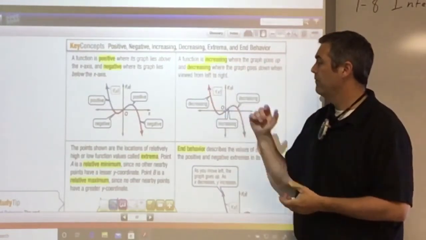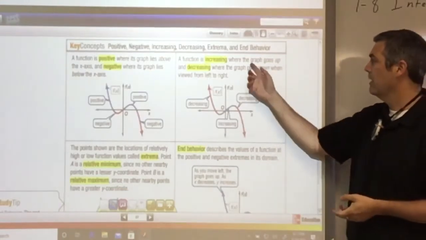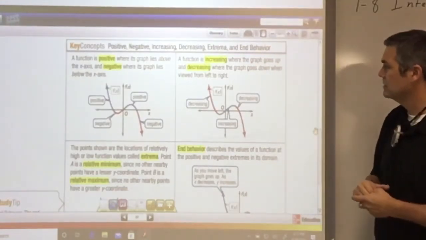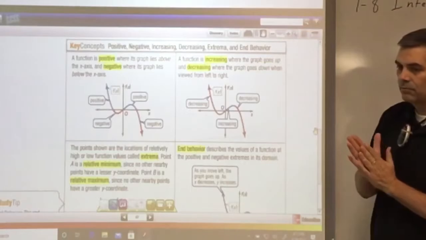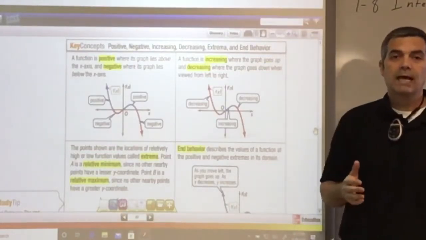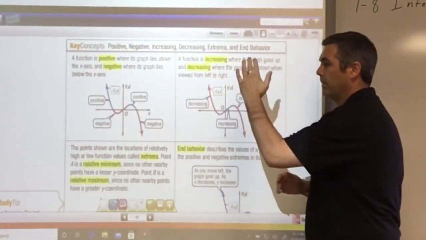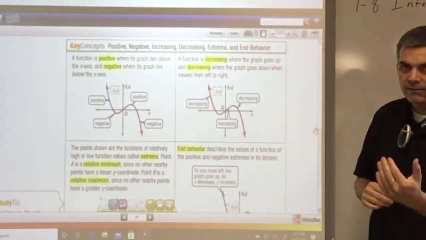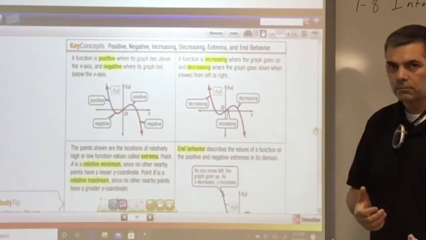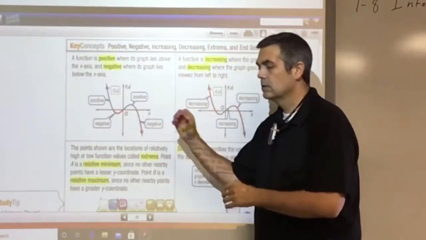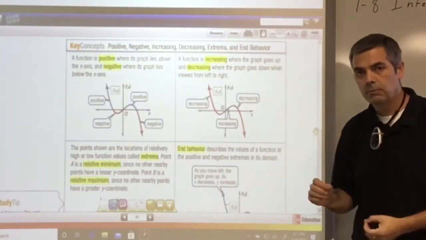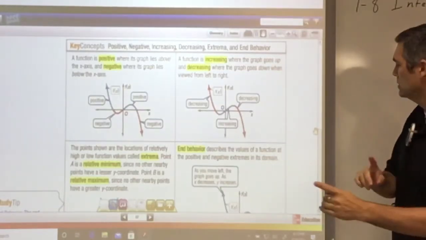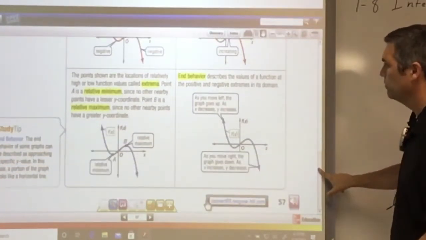And then you come over here. A function is increasing where the graph goes up and decreasing where the graph goes down when viewed from left to right. Same thing as we did last year. If it's going up, it's increasing. If it's going down, it's decreasing. And you read graphs left to right in order to interpret that. These first two parts you've seen before, you should be okay with. It's these next two parts that you've got to watch and pay attention to, okay?